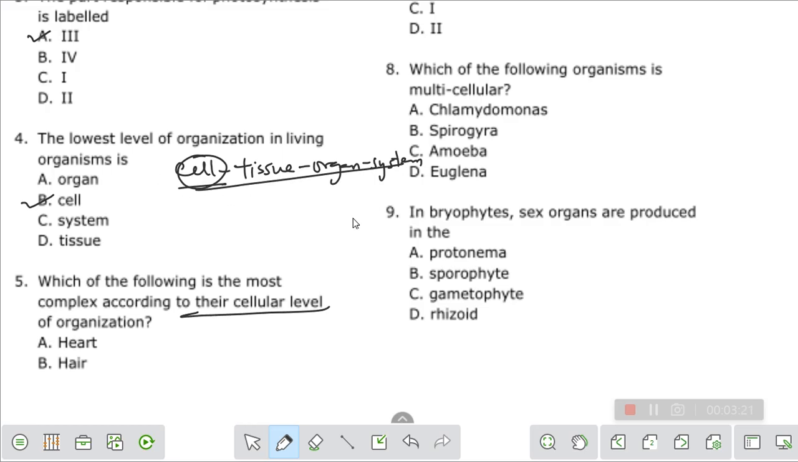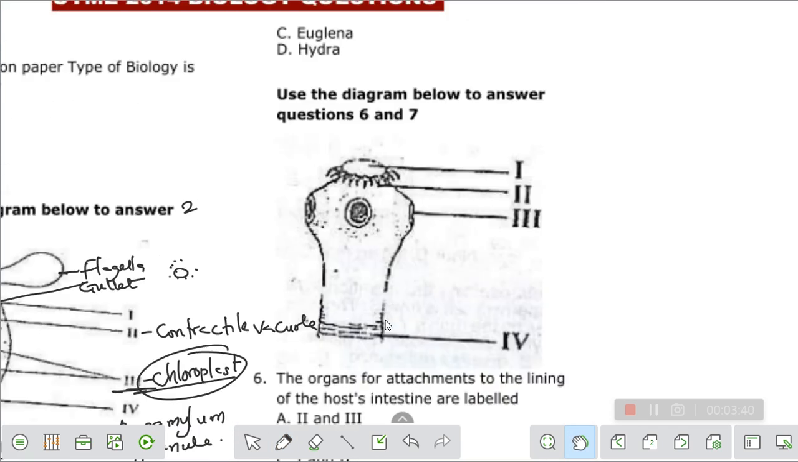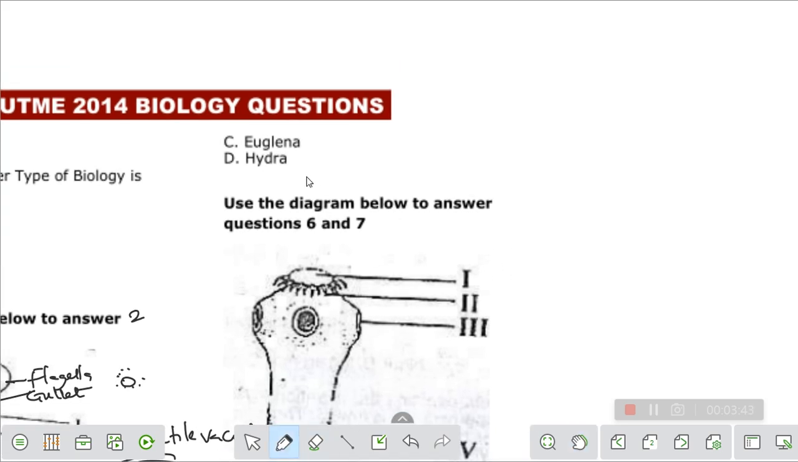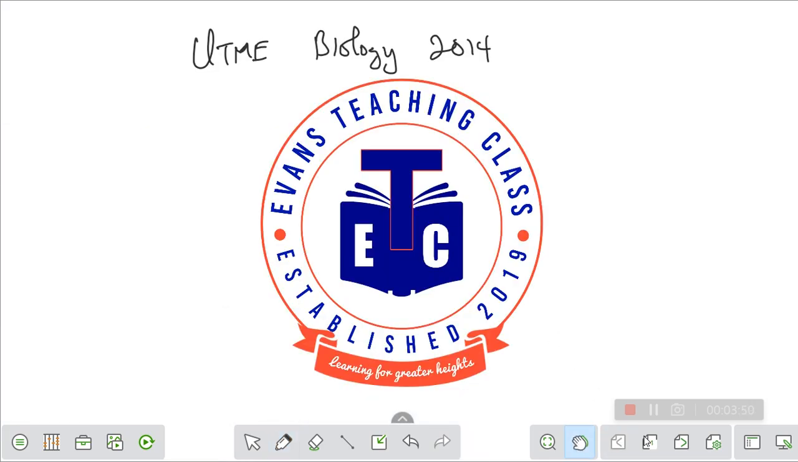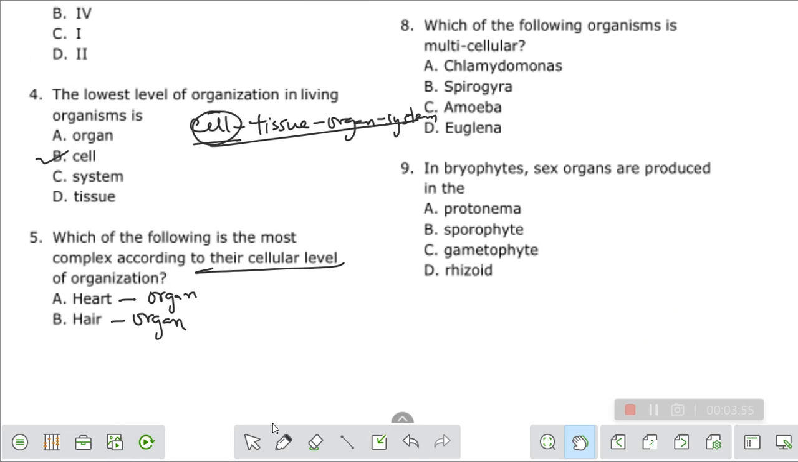Look at the heart now. The heart is actually an organ. The ear, you can also say is an organ, maybe. It depends, or we can say it's a tissue. Let me see the other options. This one is actually a cell. Hydra is actually a tissue. Which one do you think is the most complex? It's actually the heart. I think the hair should be a tissue. I'm not sure the hair is an organ.